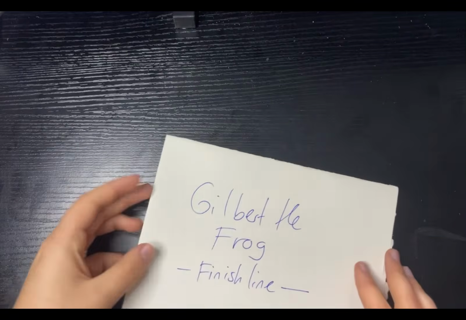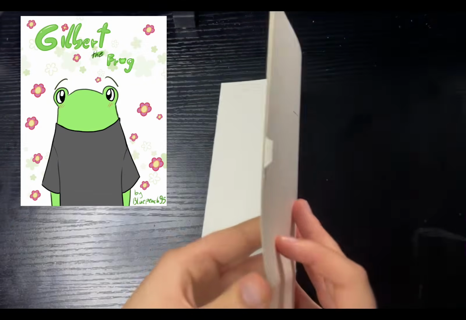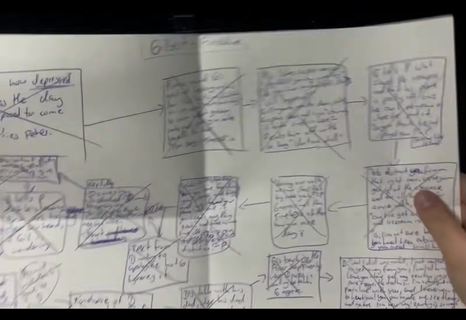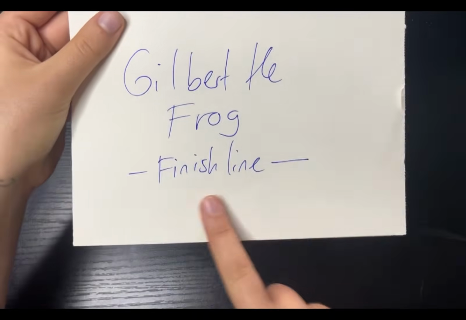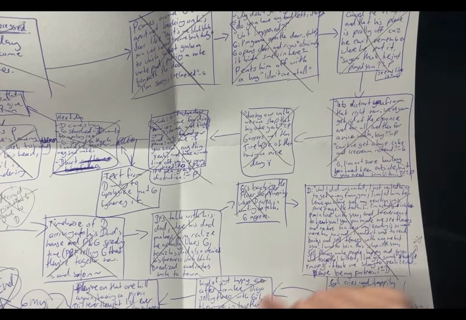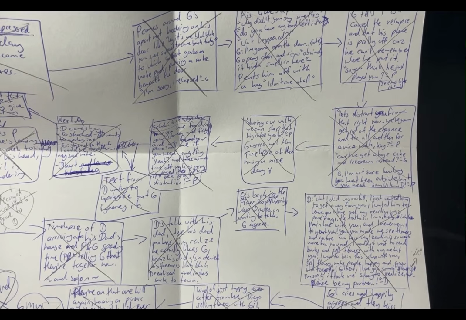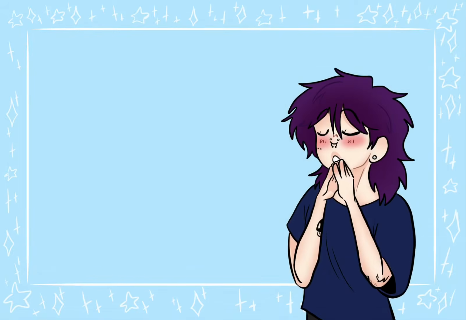Another example is Gilbert the Frog, which is a Finnish webcomic I finished right before Trust Issues. I can actually show you this because this has all happened already. This is pretty much how I scripted out the finish line, the last few episodes. I really went into detail here. With Trust Issues, I didn't go that much into detail. You don't have to do this whole detail thing, but what I mean to say is it's really helpful when you plan out those events.